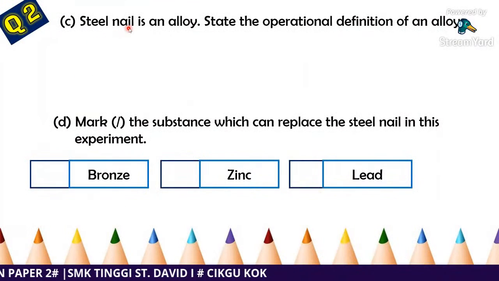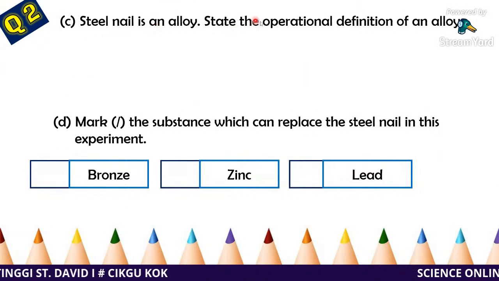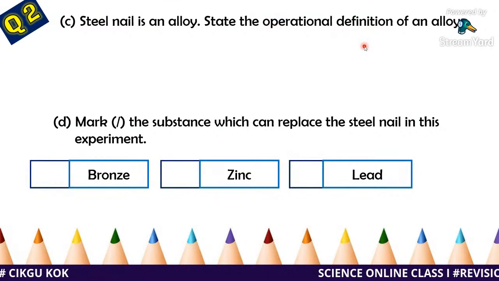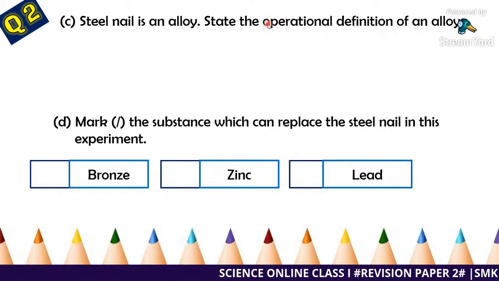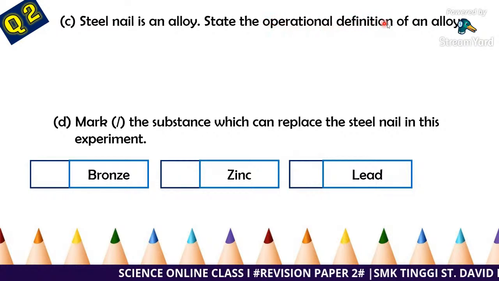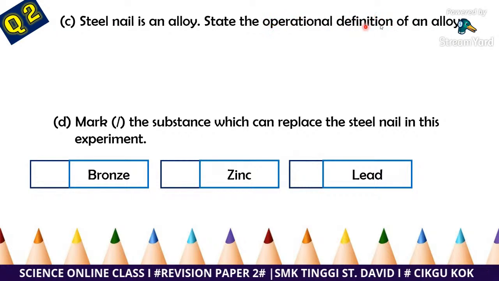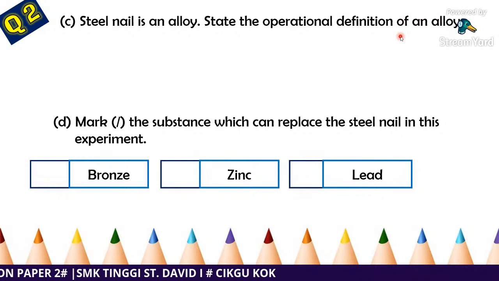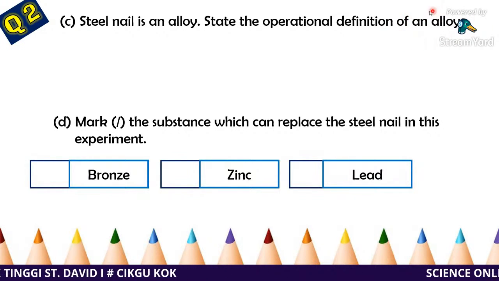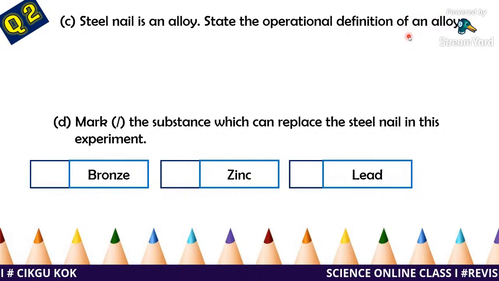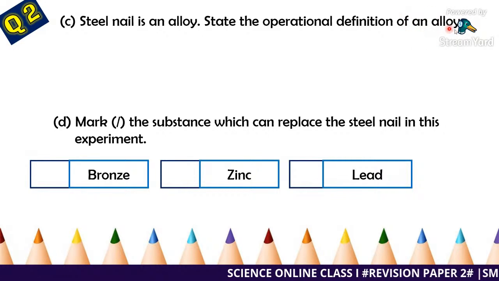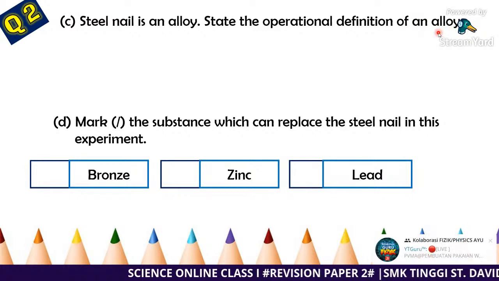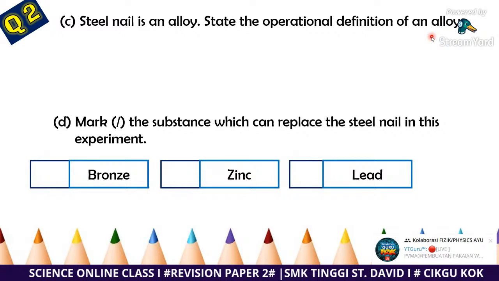Now, the steel nail is an alloy. State the operational definition of an alloy. When you see the words operational definition, there is something after that. So how do you answer this question? You must pick the last word. For example, here the last word is alloy, is it? So you must start your answer with: alloy is.